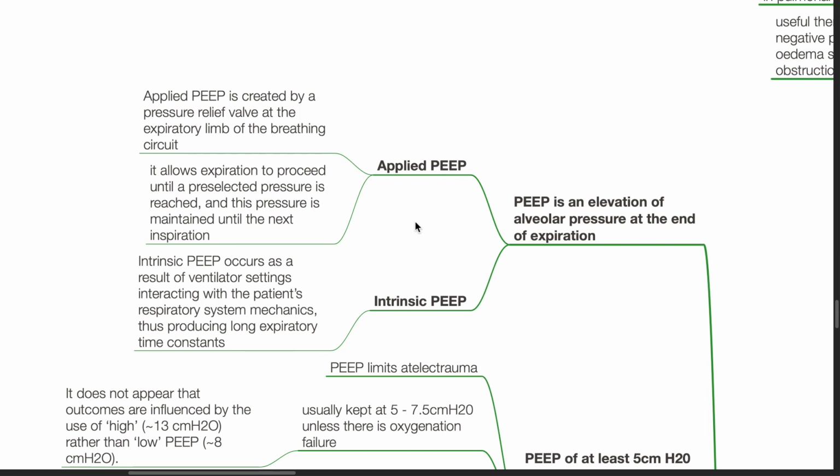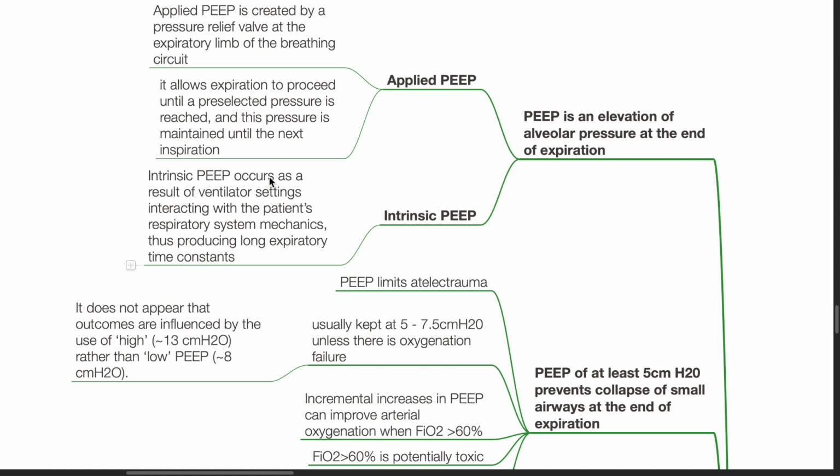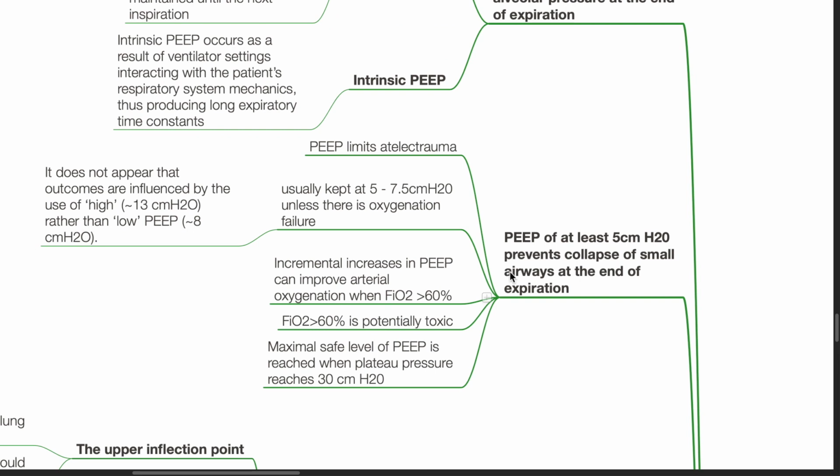Intrinsic PEEP occurs as a result of ventilator settings interacting with the patient's respiratory system mechanics, thus producing long expiratory time constants. PEEP of at least 5 cm H2O prevents collapse of small airways at the end of expiration. PEEP limits atelectrauma. It is usually kept at 5 to 7.5 cm H2O unless there is oxygenation failure. It does not appear that outcomes are influenced by use of high rather than low PEEP.